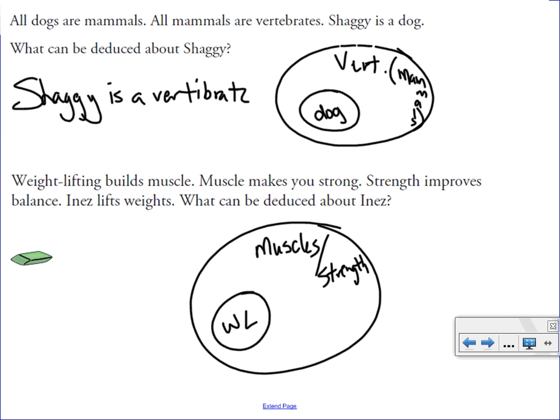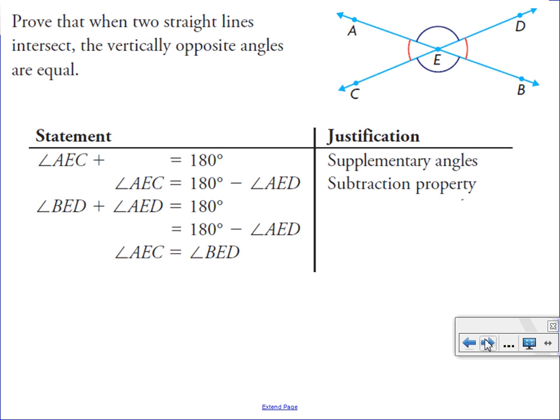If strength improves balance, Inez lifts weights. What do we know about Inez? Well, weightlifting builds muscles. Muscles make you strong. Inez lifts weights. So lifting weights, pardon me, it leads to muscle. Muscle leads to strength. Strength leads to improved balance. What can we say about Inez? Inez must have improved balance, according to that logic.